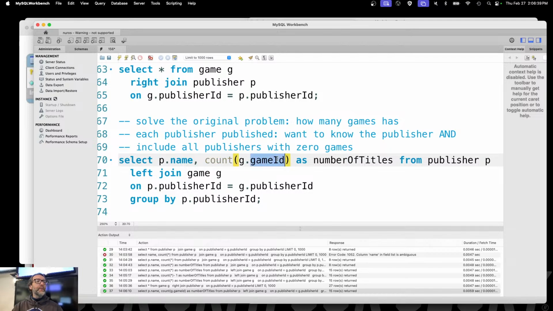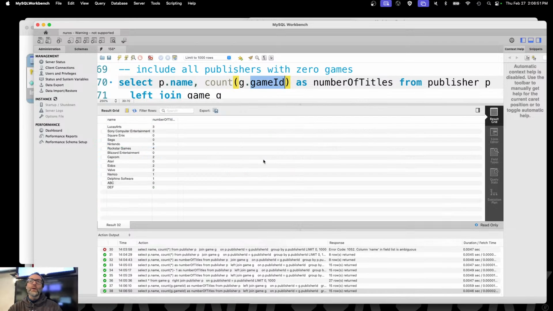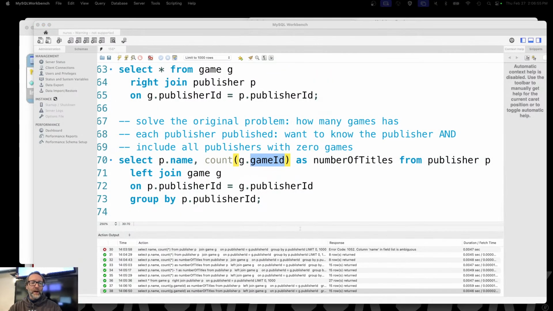And it's got to be the game ID because everything else might not be null. I mean, you could do the name, but generally what you would want to do is something unique. And that's always going to be the primary key. Right? So count the primary key and you're good. All right, good, got that.